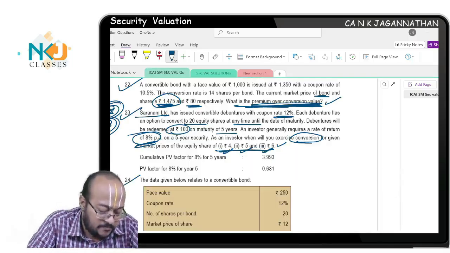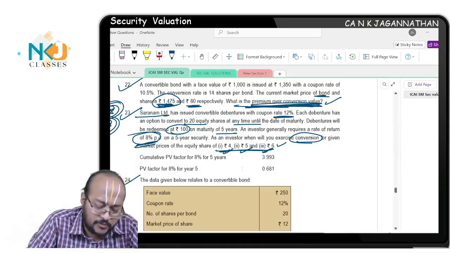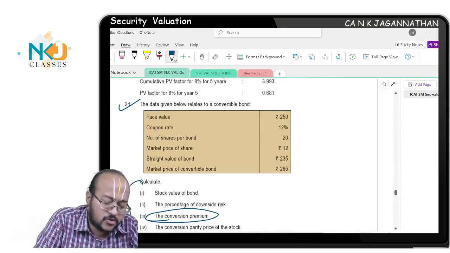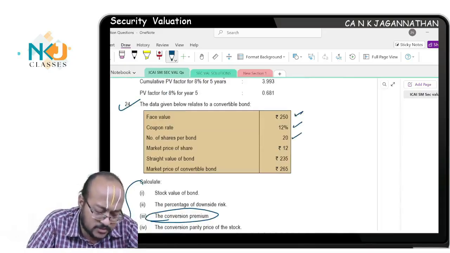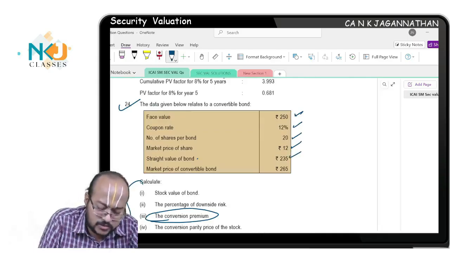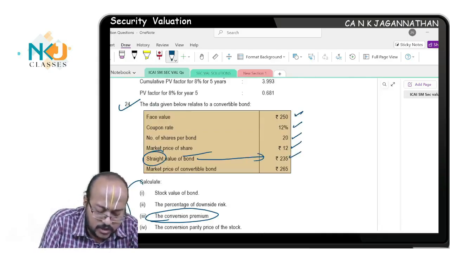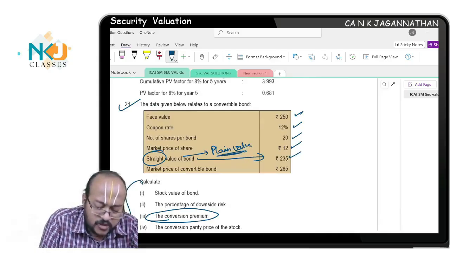This is the question. Market is important, a unique type of question. The data given below relates to a convertible bond, simple and straightforward. Face value given, coupon rate, number of shares, market price, straight value of the bond. These are plain values. Whenever I say straight value, it may also be referred to as the plain value of the bond, without the conversion option.